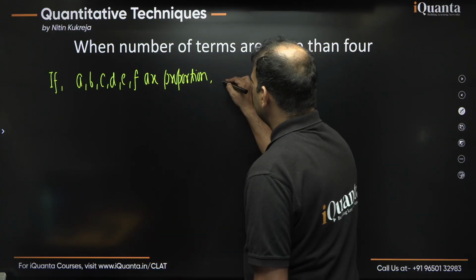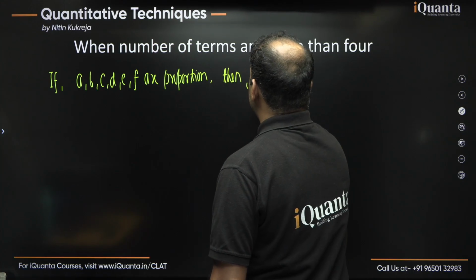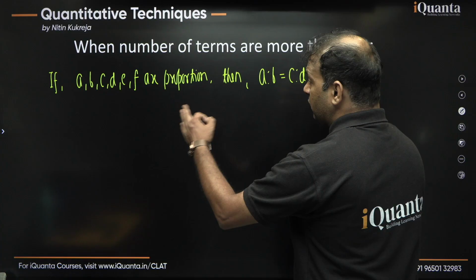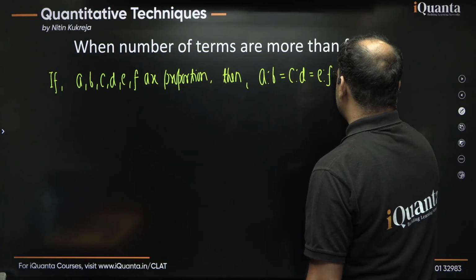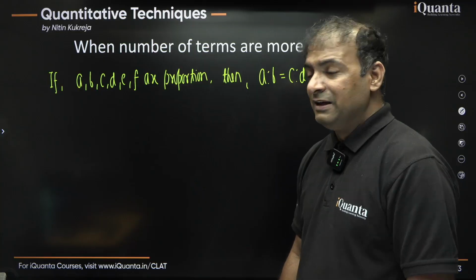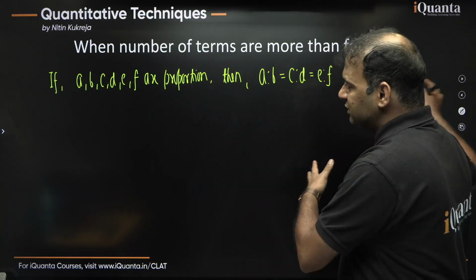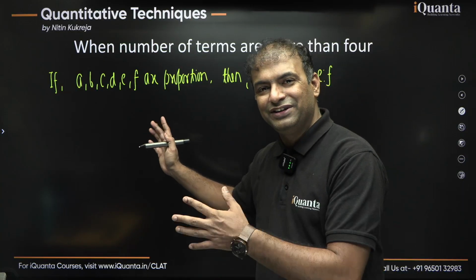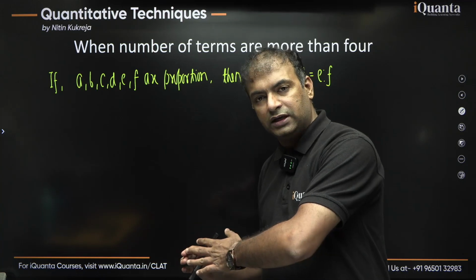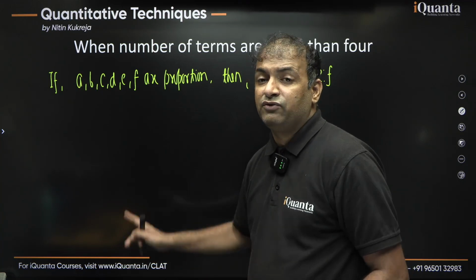That means we can say the ratio of the first 2 terms should be equal to the ratio of the next 2 terms, which should be equal to the ratio of the next 2 terms as well, right? That means A is to B is equal to C is to D is equal to E is to F as well. So basically, this process will continue, but only one rule will work here. That is, the number of terms has to be even, right?